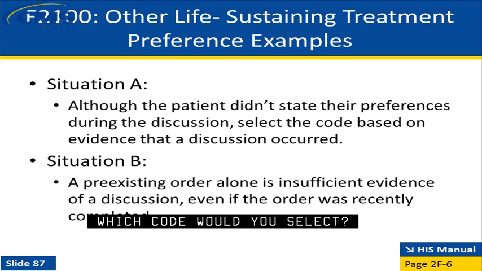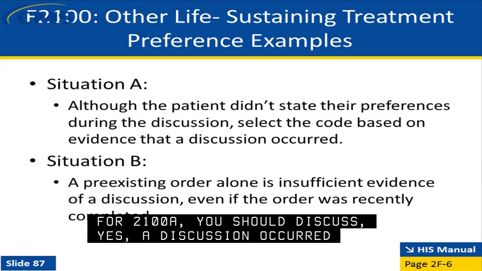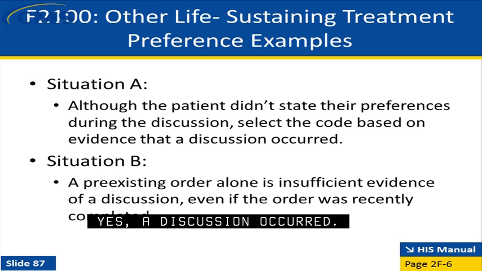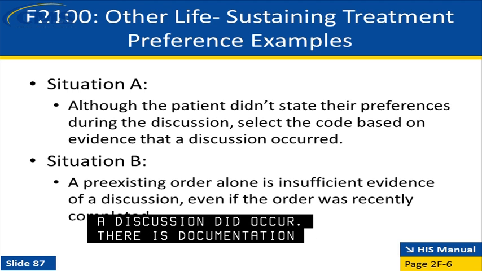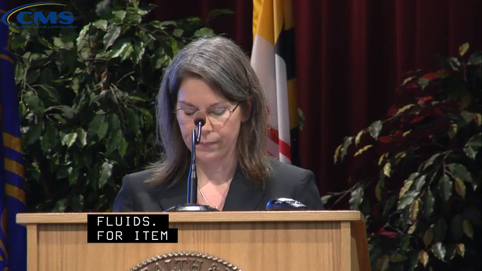So for F2100A, you should select code 1, yes, and discussion occurred, because although the patient did not express a clear preference regarding the use of prolonged IV fluids, a discussion did occur. There is documentation that the hospice clinician engaged the patient in a discussion about their preference for the use of the IV fluids. For item F2100B, the date you would enter is August 1st, 2014.